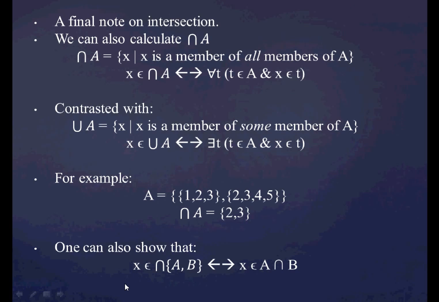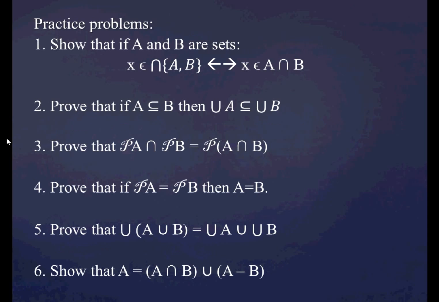And just as we showed that the union of the pairing corresponds to our common sense definition of A union B, we can also show, and I'll leave this as an exercise for you, that the intersection of the pairing corresponds very nicely to our common sense notion of the intersection of two sets. So that wraps up this video. Here are some practice problems.